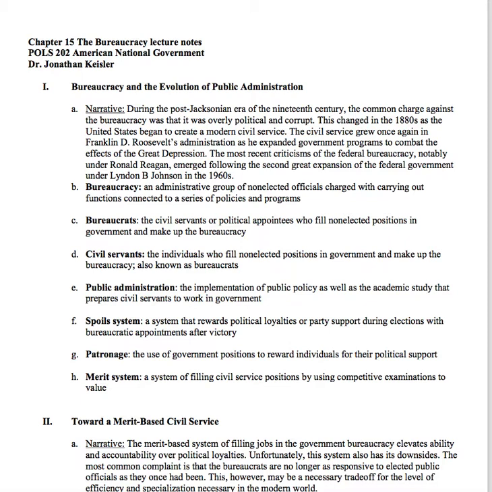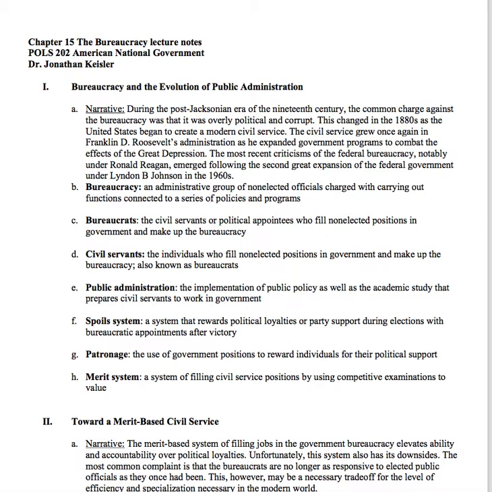Patronage. The use of government positions to reward individuals for their political support. We're coming out of a major election. There will be people who will take part in the spoil system and receive patronages for their help to get their candidate elected.